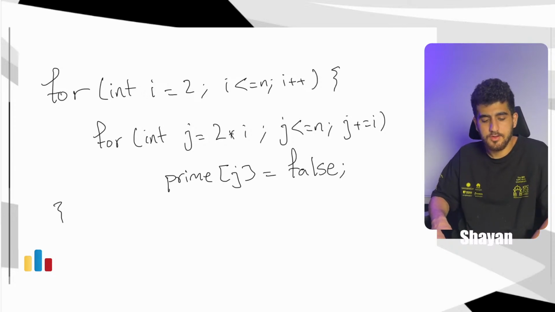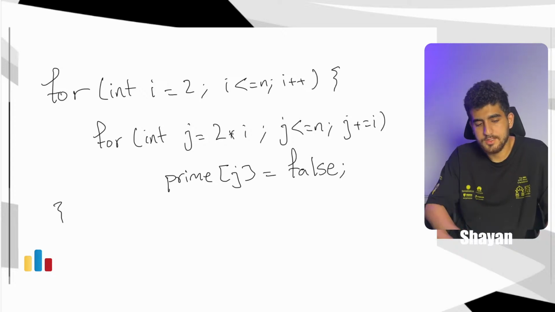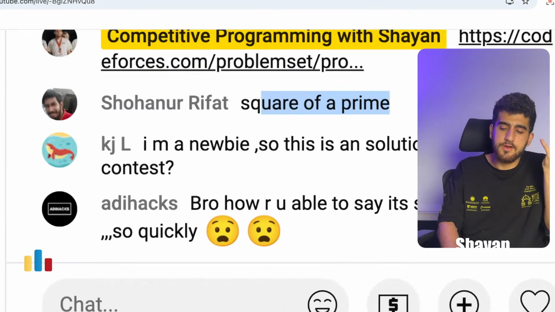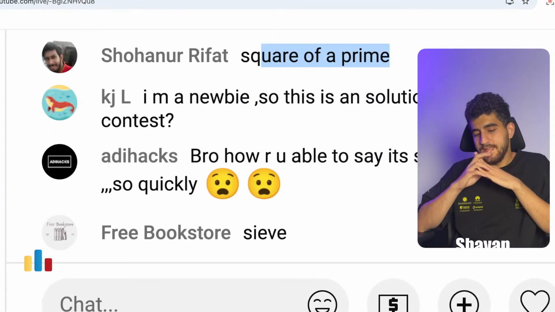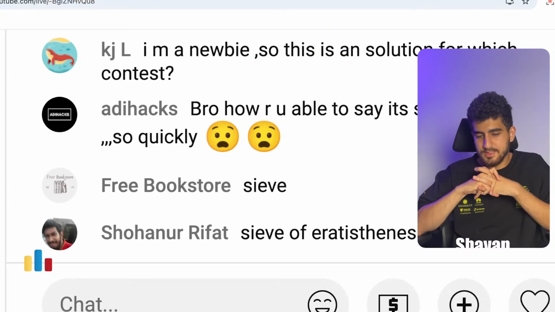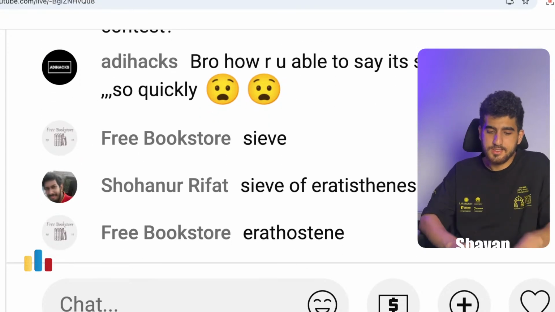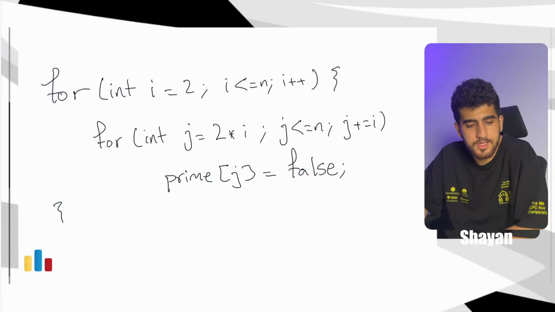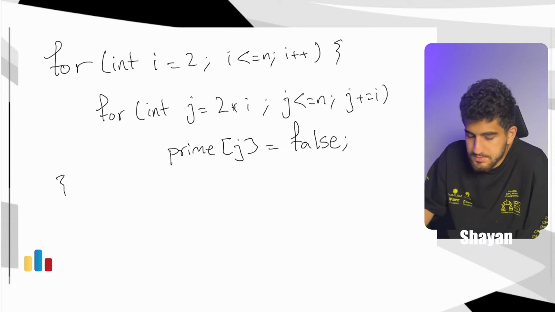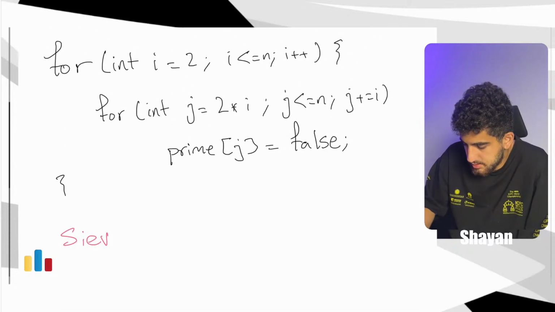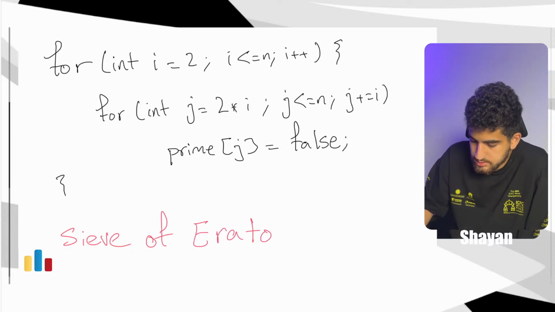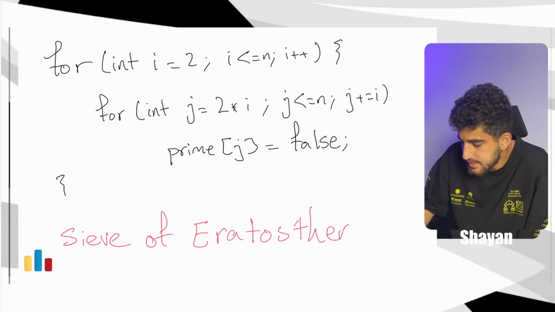What is the name of this algorithm? Are you familiar with the name of this? This is a very famous algorithm to find the prime numbers from 1 to n. Yes, exactly. Sieve of Eratosthenes. I want to make sure that I do not misspell the name, so I write it from here. Its name is Sieve of Eratosthenes.